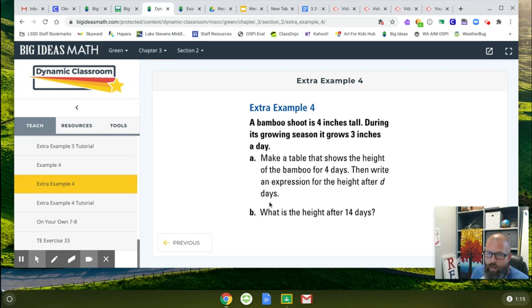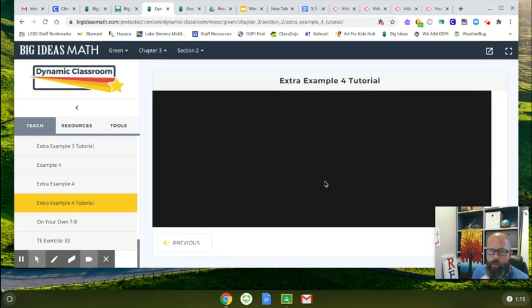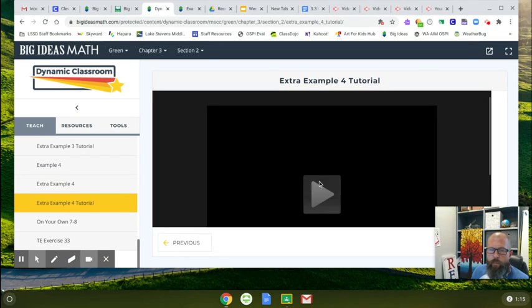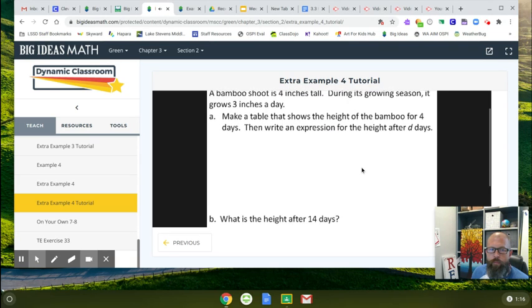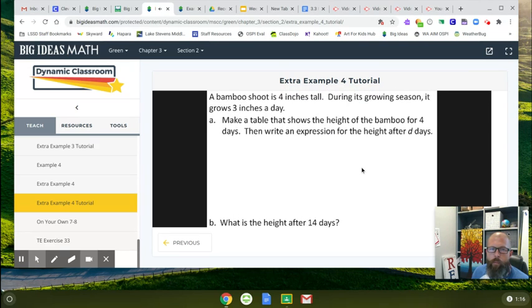What is the height after 14 days? Let's see how to do this. A bamboo shoot is 4 inches tall. During its growing season, it grows 3 inches a day. Part A. Make a table that shows the height of the bamboo for 4 days. Then write an expression for the height after d days.